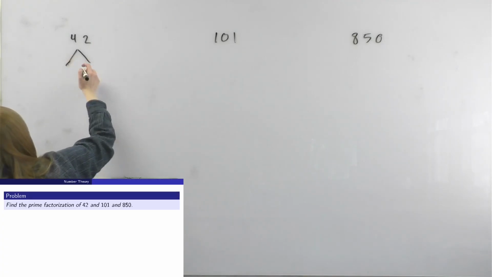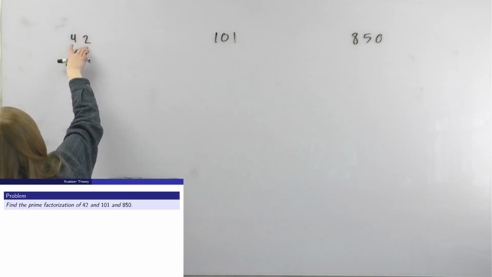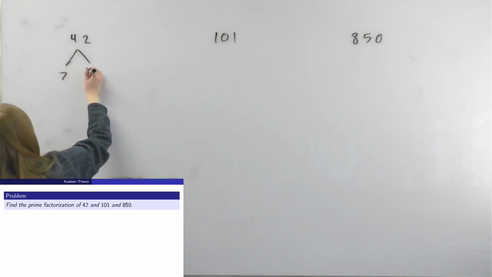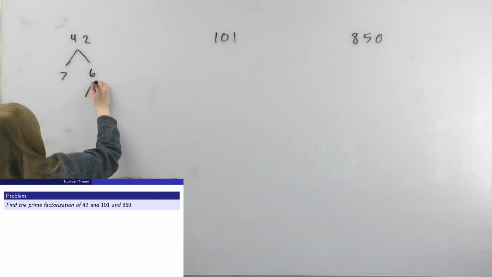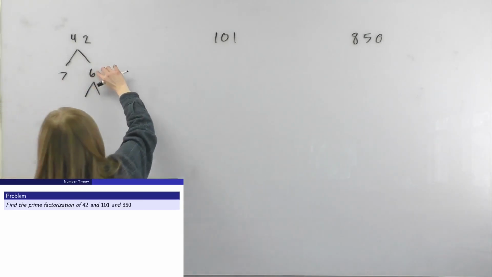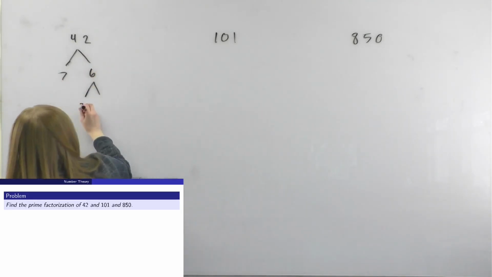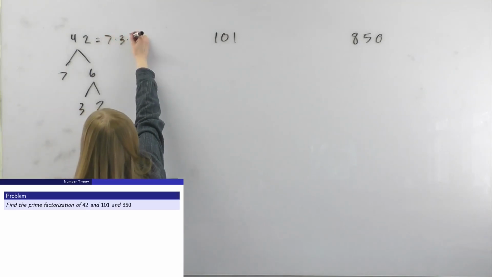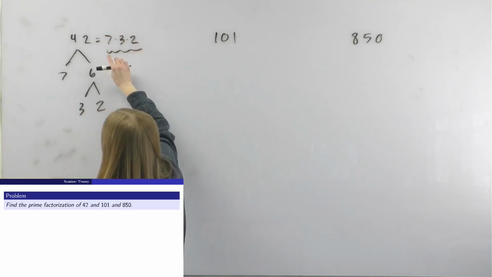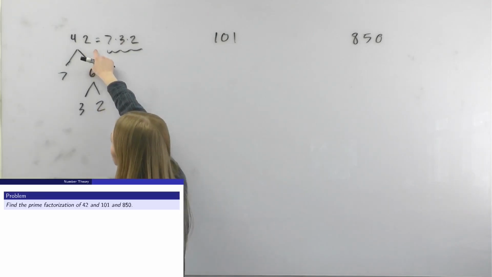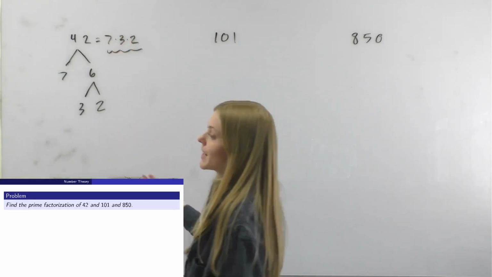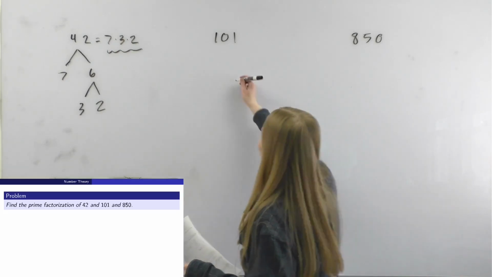So I prefer the little tree method. I think it's fun. So we could just find two numbers that multiply to be 42. Take 7 and 6, they work. And then from here, we're going to break up 6. So we have 3 and 2. So we see that 42 is equal to 7 times 3 times 2, right? And so this is the prime factorization of 42 because these are the primes that factor 42.